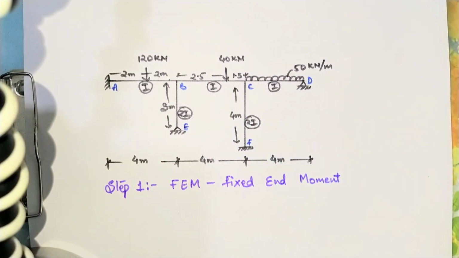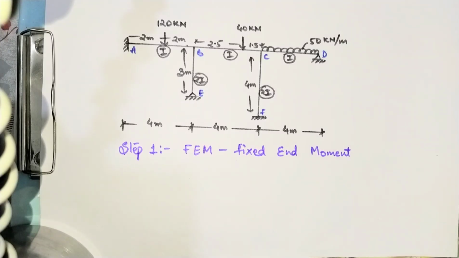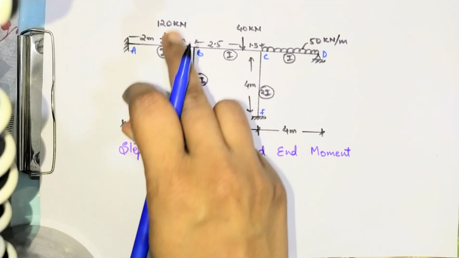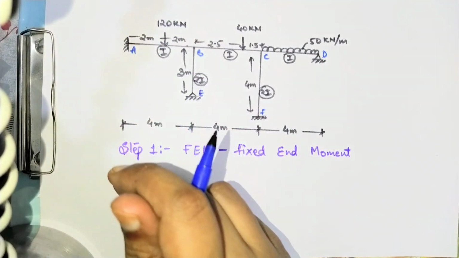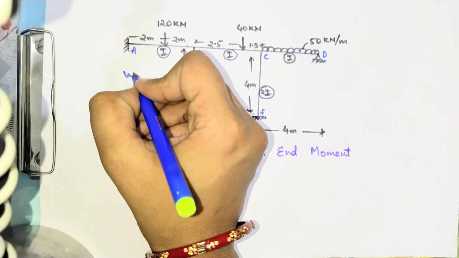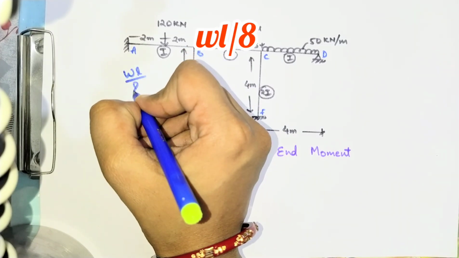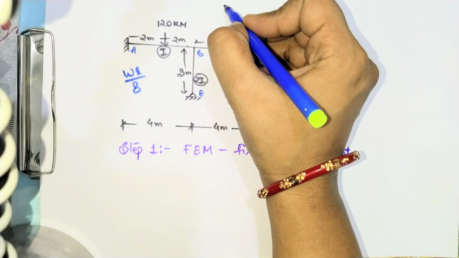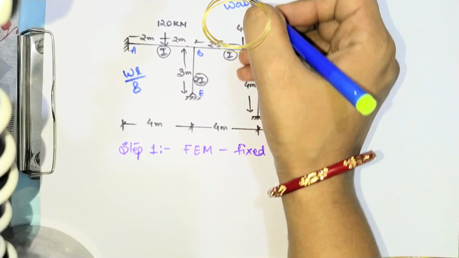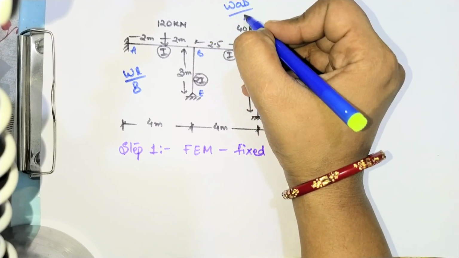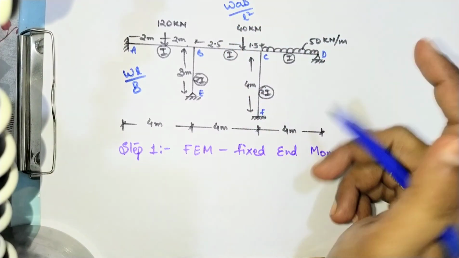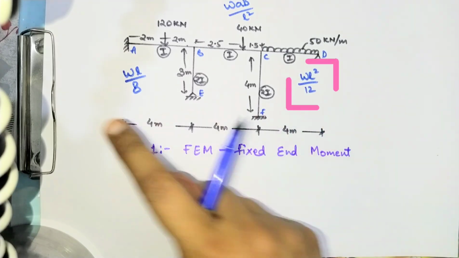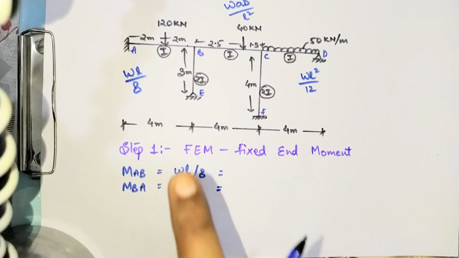We'll be identifying the fixed end moments for all the beams, starting with first beam AB. What formula will we be using? Since the load is hanging at the center, we'll be using WL by 8. For the second loading, since the load is not at the center, we'll be using the formula W A B squared by L squared. Coming to the third one, this is a UDL, so for this one we'll be using WL squared by 12. On columns, there are no loads.